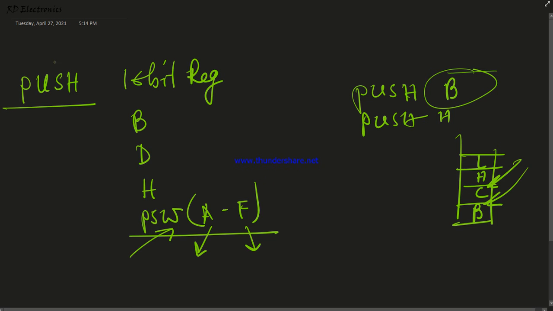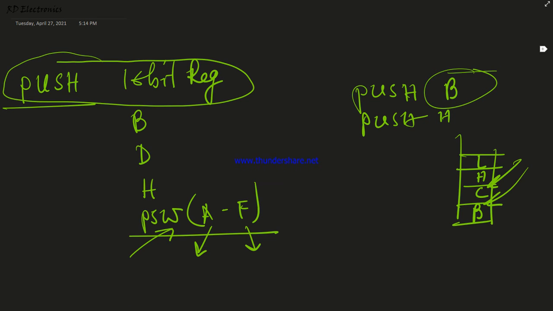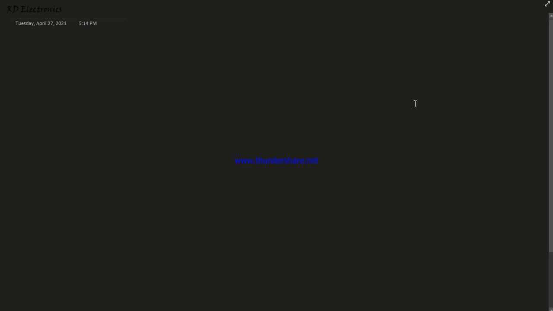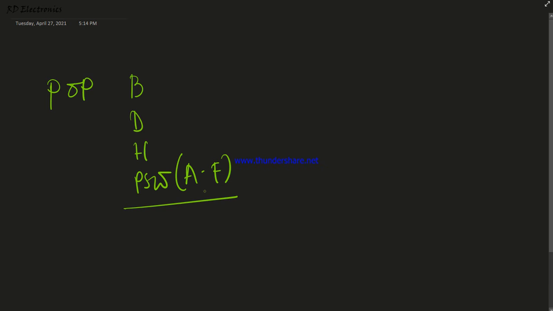What is the advantage of this instruction? Using the push instruction we can insert data into the stack. Next, how to retrieve data from the stack? To retrieve data from the stack, we use the pop instruction. This works only for register pairs, not for a single register. This also works with PSW, the accumulator and flag register together. Let us write a small program as an example.